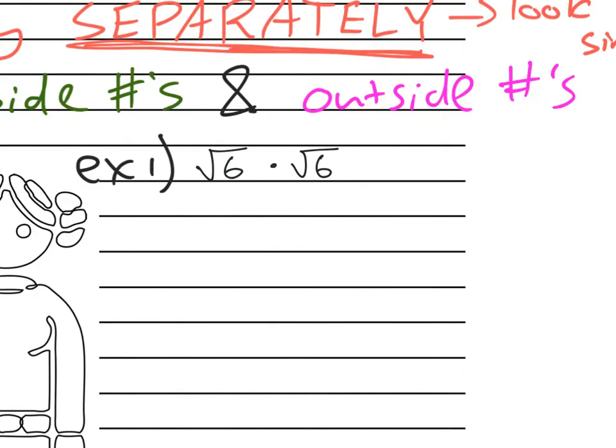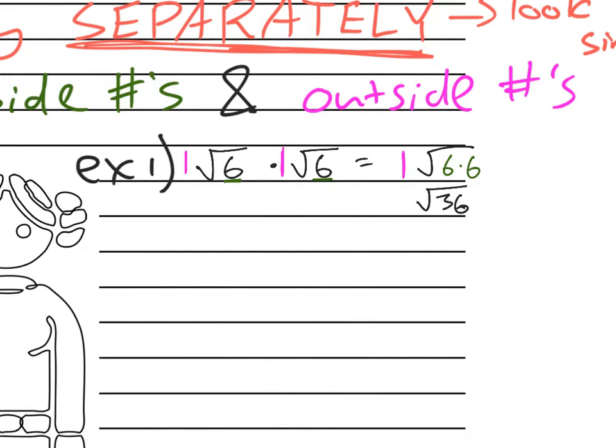All right, first example is root 6 times root 6. What numbers are on the inside here? 6. 6 on this one and 6 on this one. So what's the numbers on the outside though? 1. These invisible ones are there. So we're going to multiply these outside ones. 1 times 1 gives us 1. And inside of our square root, we're doing 6 times 6. 36. So we'll have the square root of 36.